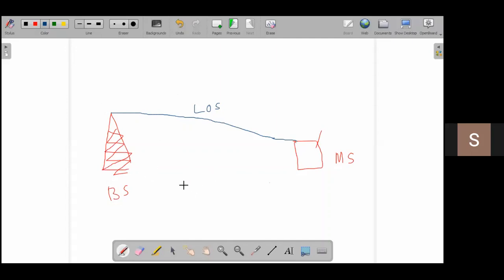Right. Maybe there are certain buildings there. So the signal will impact on this building and then it will come to this mobile. So this is your non-line of sight.